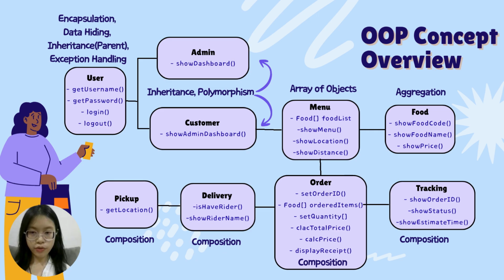OOP concept overview. Our system is organized into three modules. Module 1, user management. Module 2 includes menu, food, and order classes. And Module 3 has delivery, tracking, and pickup. To build this, we apply 6 core OOP concepts to ensure the system is flexible, secure, and logically structured.